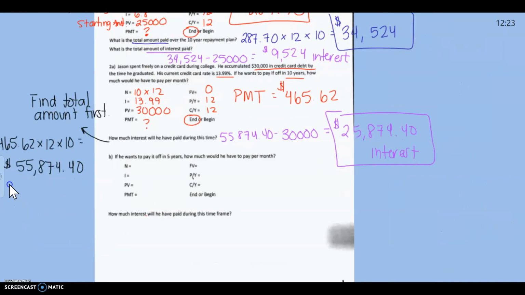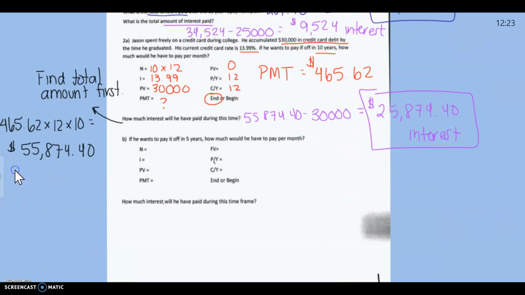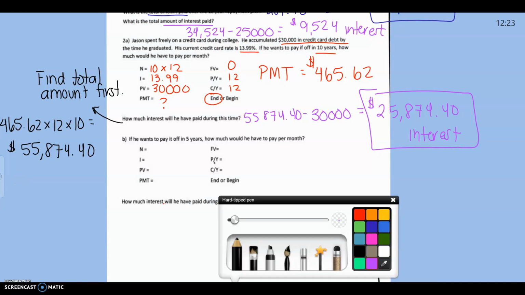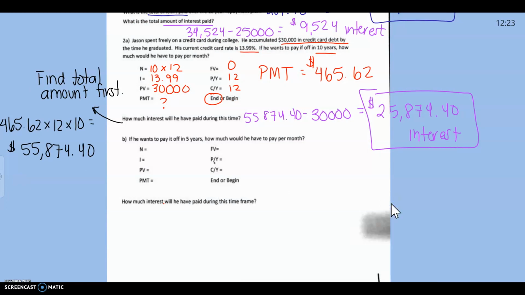It's bad, bad news. So now Jason decides, you know what? I'm sick of being in debt. How much will it be if he wants to pay it off in 5 years? So now he wants to do 5 years. So 5 times 12. So he wants to cut the time. Remember, this is always 0, 12, 12 end. Okay? And then the interest rate is still 13.99 because it's the same loan. Still $30,000 in debt, and we're still looking for payment.